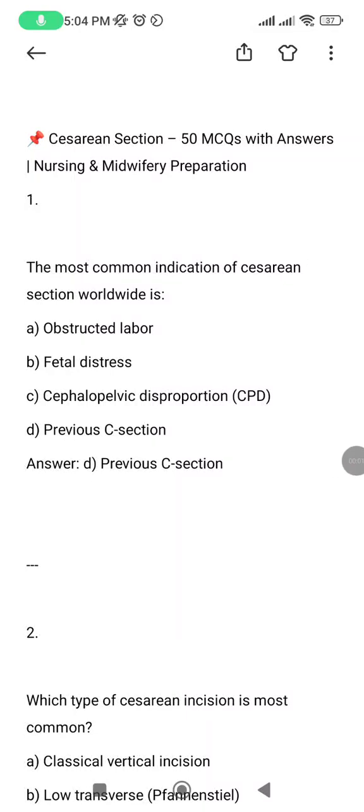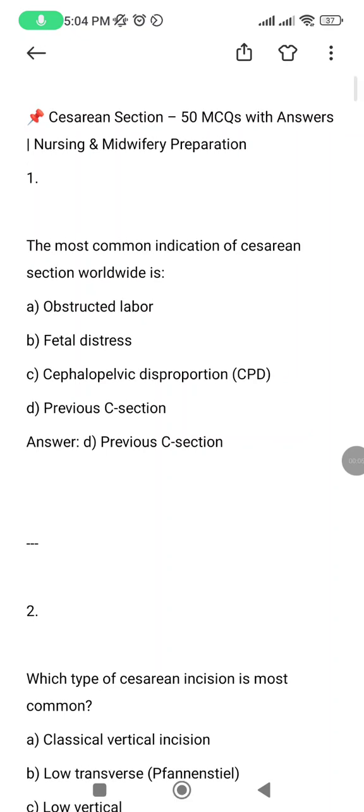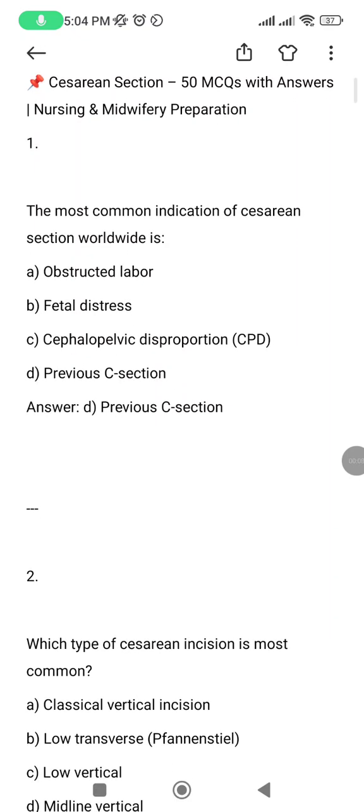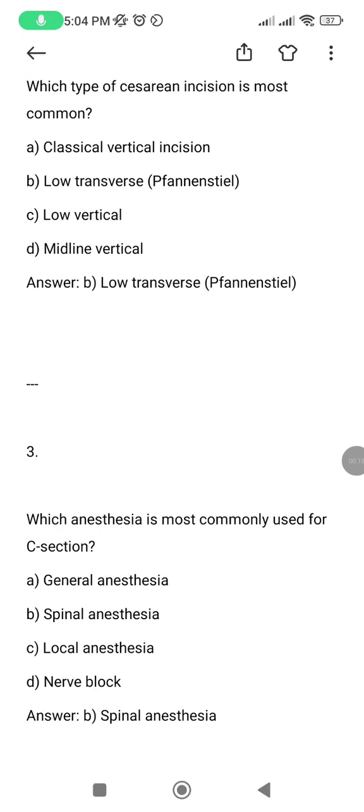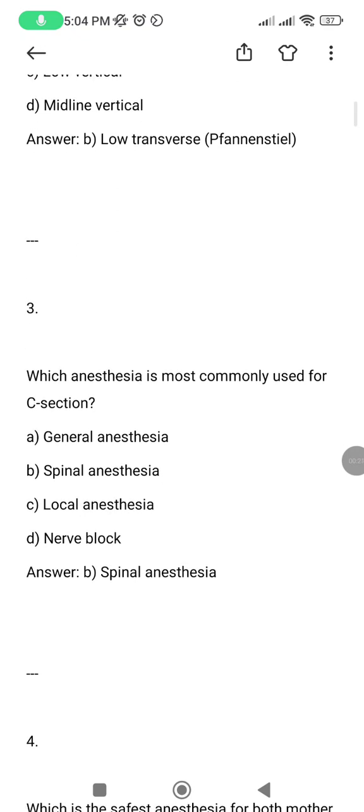আজকে আমরা সিজারিয়ান সেকশন থেকে 50টি MCQ এবং উত্তর সহ দেখব। The most common indication of cesarean section worldwide is previous C-section. Which type of cesarean incision is most common? Low transverse বা হচ্ছে Pfannenstiel. Which anesthesia is most commonly used for C-section?